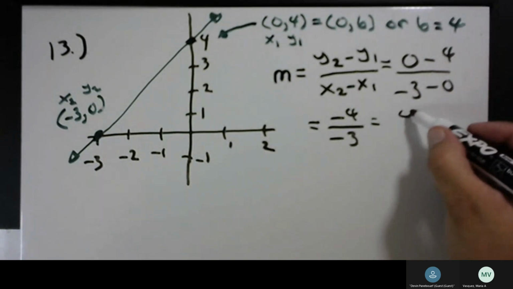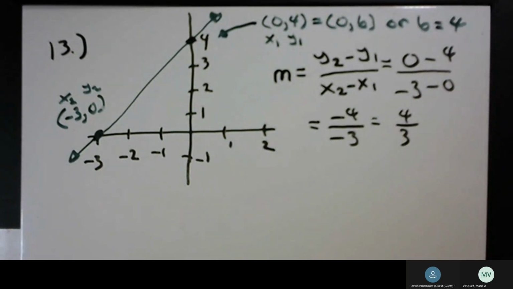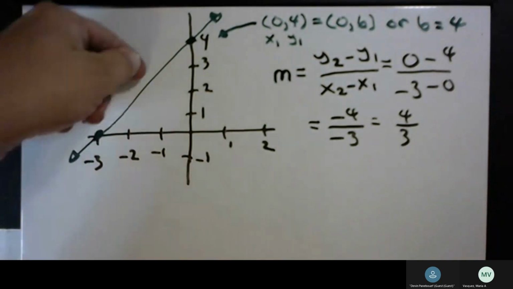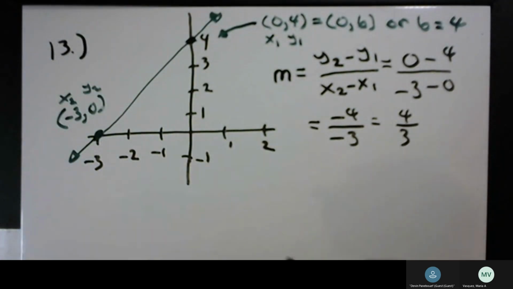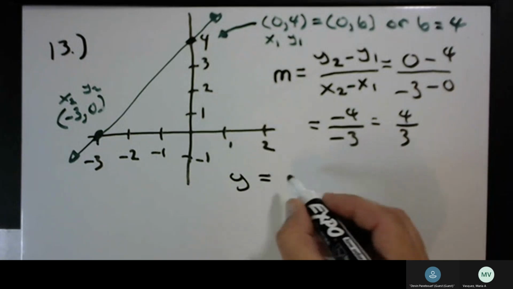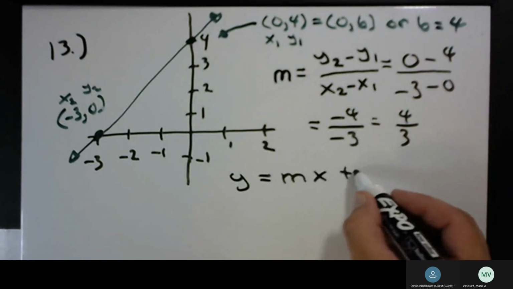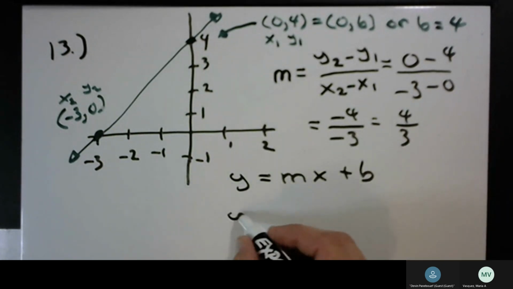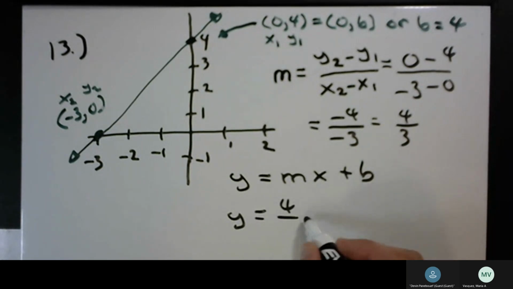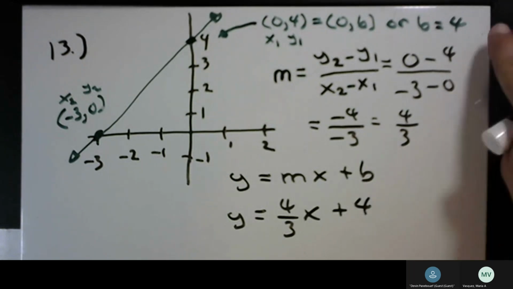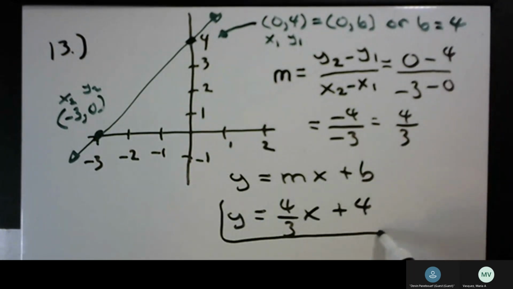And negative divided by negative is positive, which is what we would expect with this line because it's sloping up. So for the answer, we're going to use the form y equals mx plus b. And we know m is 4/3. Again, improper fraction right there. And b is just 4. And that's going to be our answer. Questions about that?